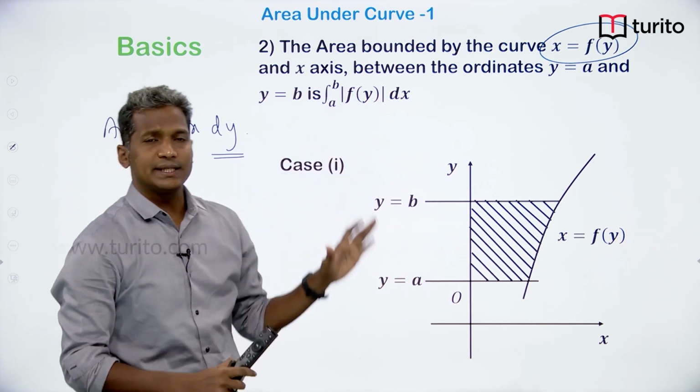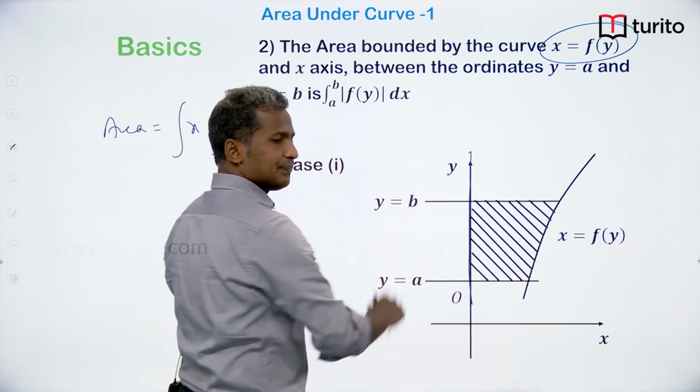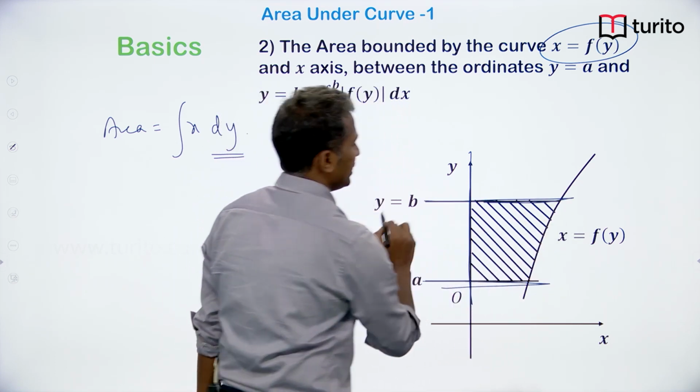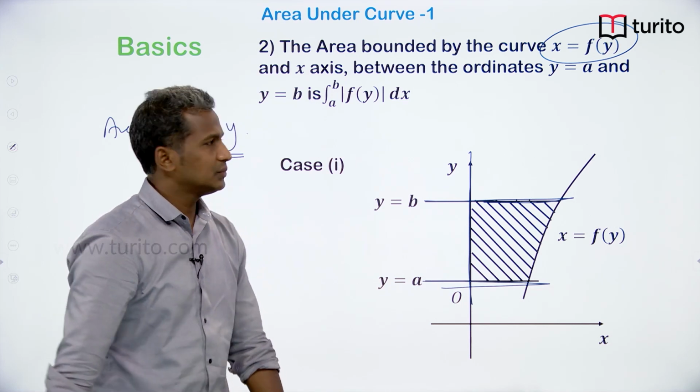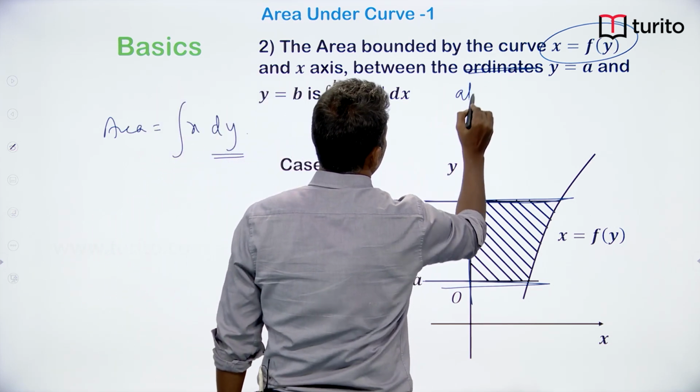And what are the boundaries? Again, four boundaries must be there. One boundary is the y axis, one boundary is this y equal to a, other is y equal to b. These two are the abscissa. Okay, so here there is a mistake, it must be abscissa.